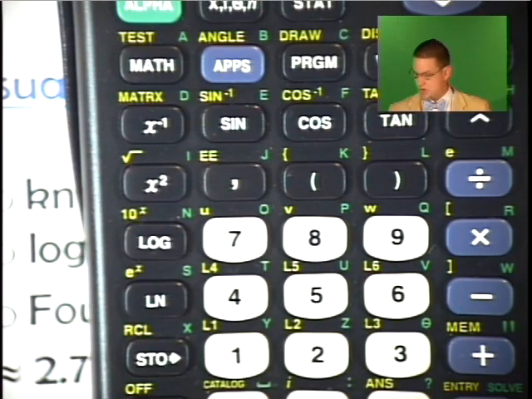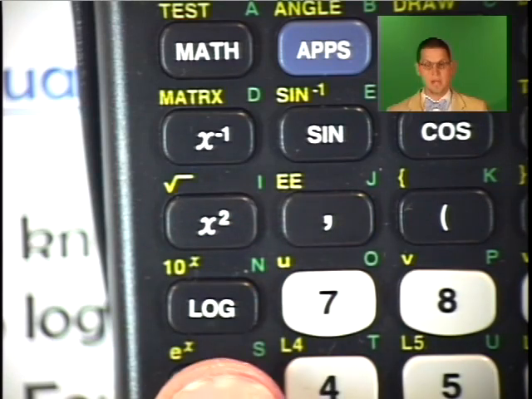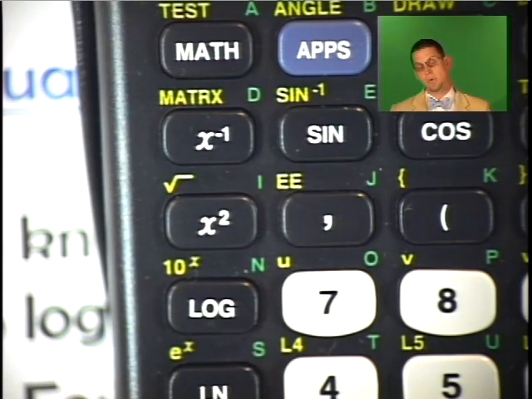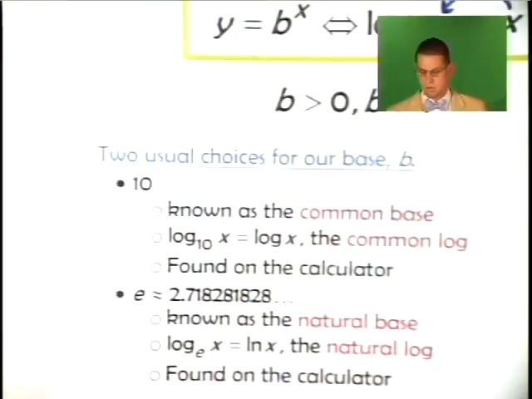Okay? And it's not just a strange coincidence that log base 10 and 10 to the x ended up on the same key. The programmers of the calculator did that because they are, in fact, inverses of each other. Okay? Not a coincidence there. So log base 10 is the common base. What other base shall we use?